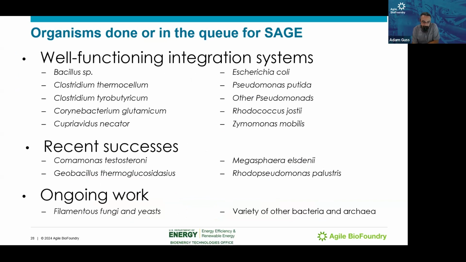So next slide. So just very quickly, we've done this in lots of different organisms across the phylogenetic tree of bacteria. And it works really well. We have ongoing work where we're adapting this tool to filamentous fungi and to yeast, and we're adapting it to a variety of bacteria and members of the archaea.